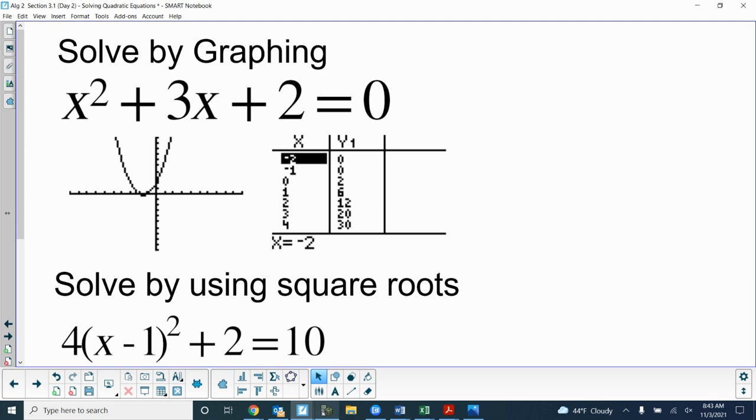So when we do it graphically, we're looking to see where the parabola intersects with the x-axis. In this case, it did twice. Sometimes it's only once. Sometimes it's none. Okay, so if we're doing it graphically and it doesn't cross the x-axis, we're going to say no solution. Right? There is a solution, but graphically we couldn't find it.